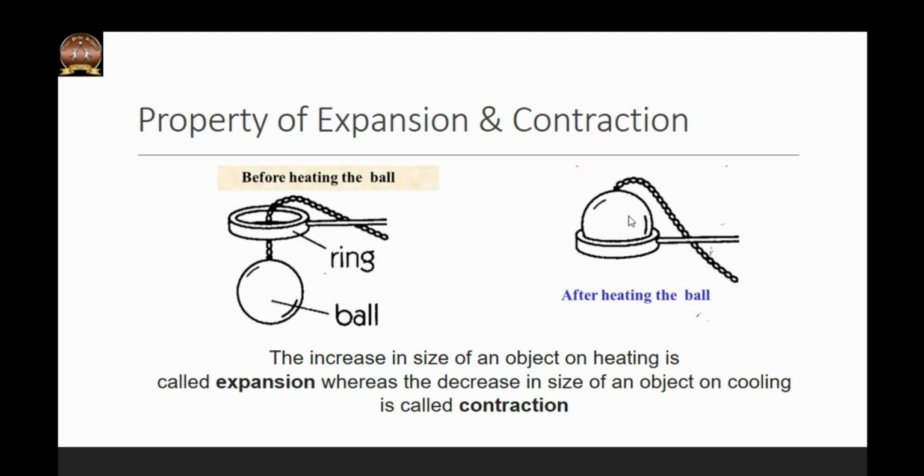Now, if you want the ball to go through the ring once again, there are two ways to do it. One, you can simply heat the ring to expand the ring and the ball will go through it. Or you can wait for the ball to cool down and then it would pass through the ring. And this is an example of the decrease in size of an object on cooling, which is called contraction. Now why do expansion and contraction happen?